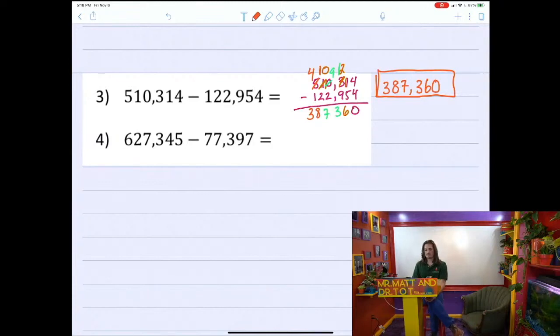Number 4, if there's any questions, please let me know. You can drop them into the comment section below, or you can type them into the live chat feed. Number 4 asks 627,345 minus 77,397. So first let's write this out vertically.